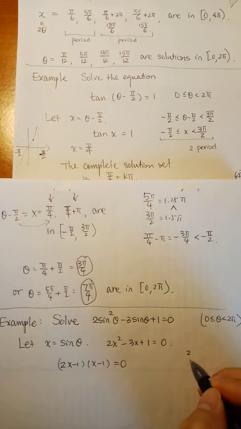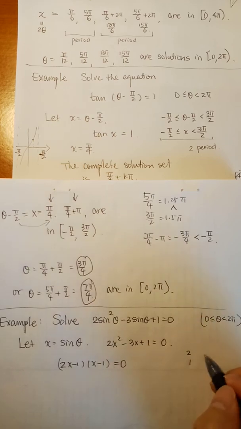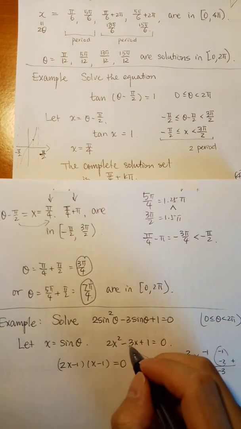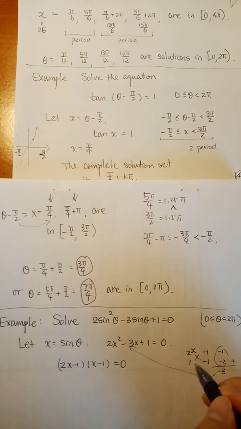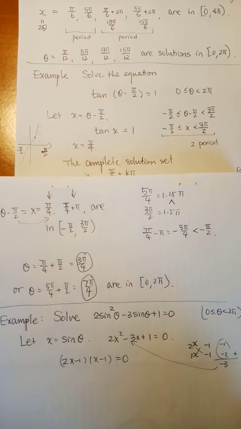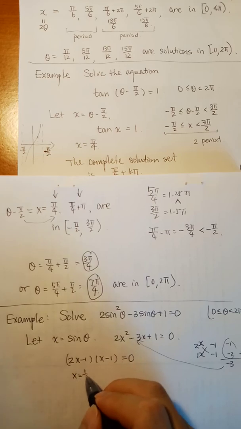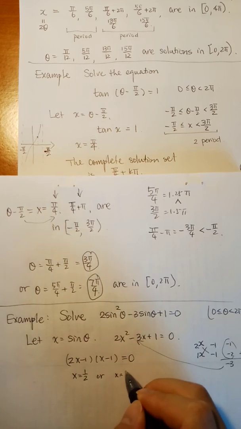Remember that you write 2 as 2 times 1, 1 as negative 1 times negative 1. You do the cross product. This 2 times negative 1 is negative 2. 1 times negative 1 is negative 1. The sum is negative 3. So you get a negative 3 here. And then you put x in this place, x in this place. So it's 2x minus 1, 1x minus 1. Okay? So from here you get either x is 1/2 or x is equal to 1.